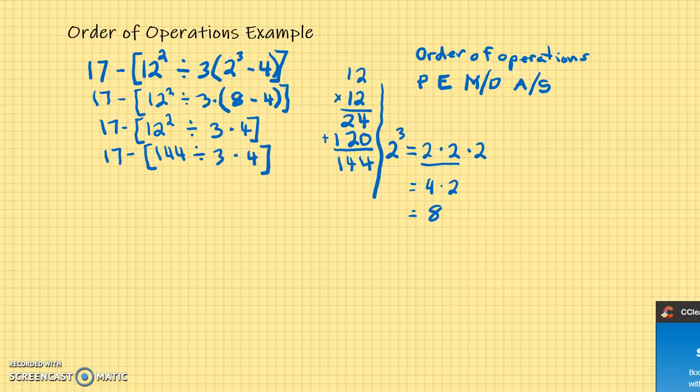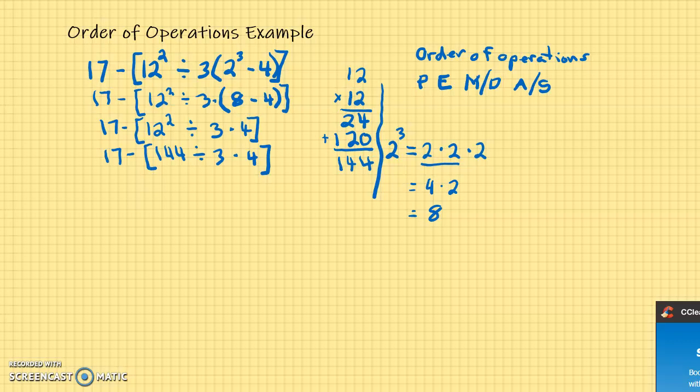Okay? Now, like I said, people really want to multiply 3 times 4, but that's not what we're going to do here, because the order of operations tells us to do multiplication and division as they appear in order from left to right. Okay, so let's take a look at where we are right here.